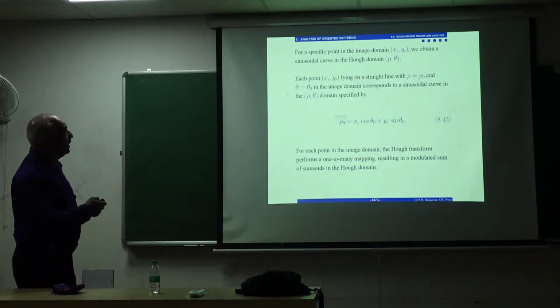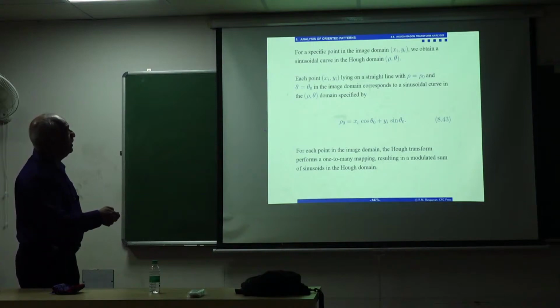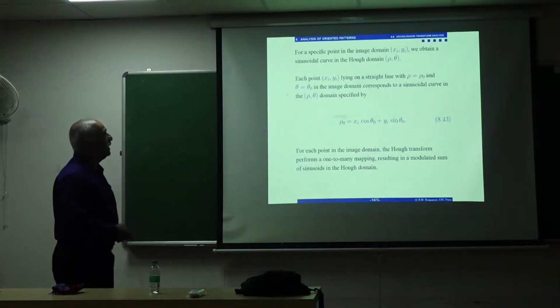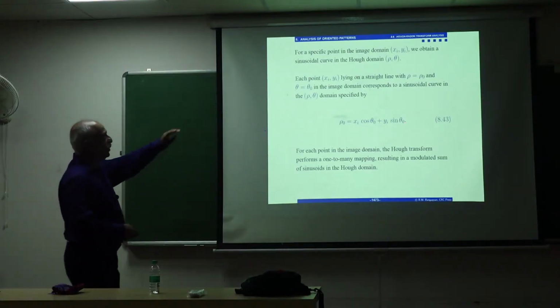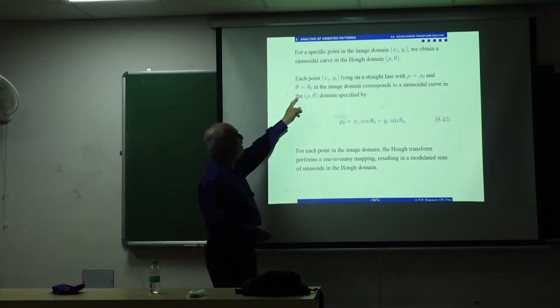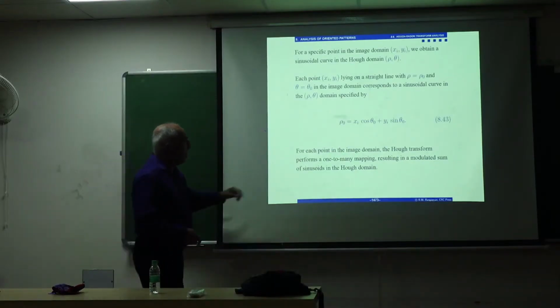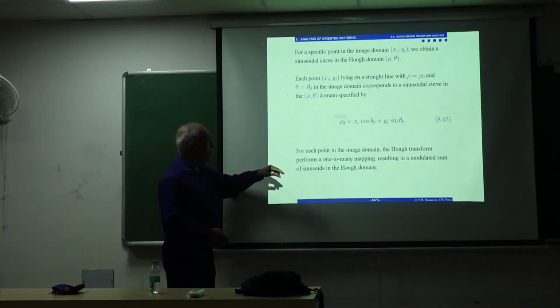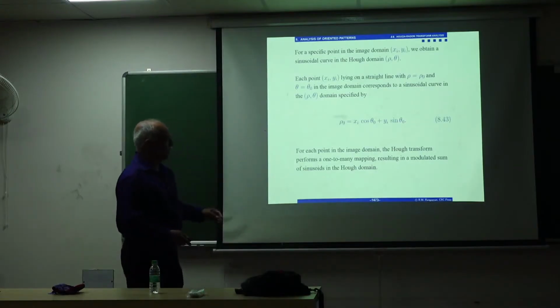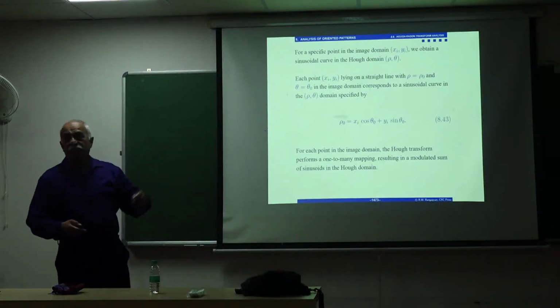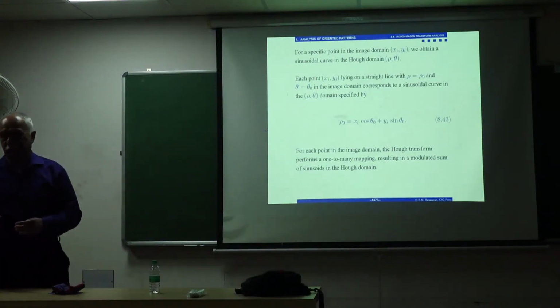So we saw that for a given point xi, yi in the image, we obtain a sinusoidal curve in the Hough domain rho theta. So rho naught equal to xi cos theta naught plus yi sin theta naught. Each point xi, yi lying on a straight line with rho equal to rho naught and theta equal to theta naught in the image domain corresponds to this sinusoidal curve in the Hough domain. For each point in the image domain, the Hough transform performs a one-to-many mapping, resulting in a modulated sum of sinusoids. All of these sinusoids are added up for pixels along a straight line.